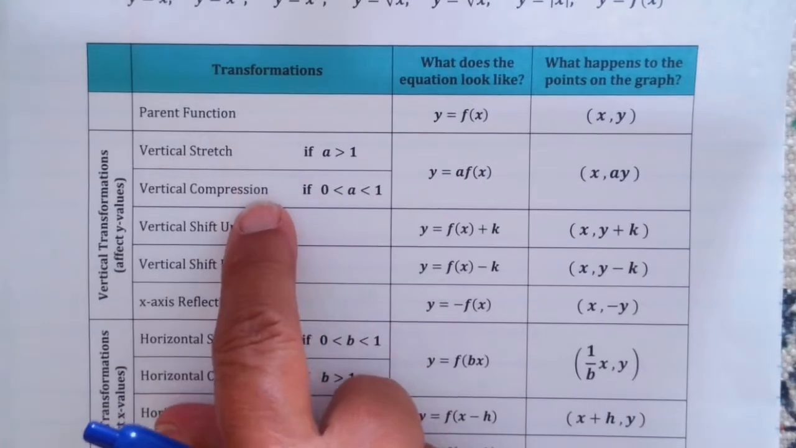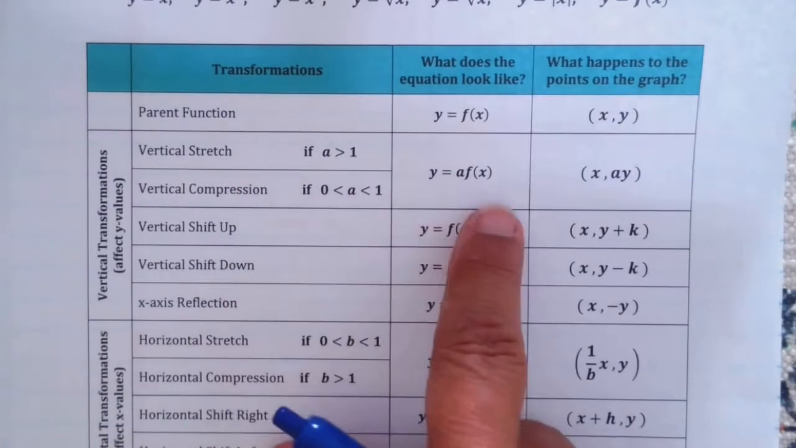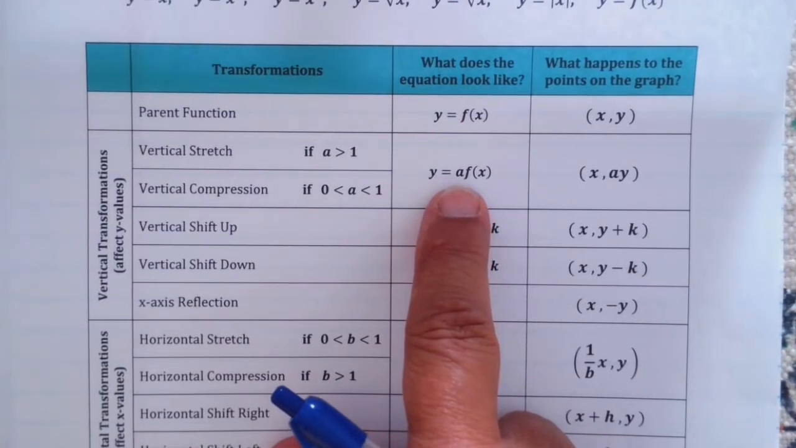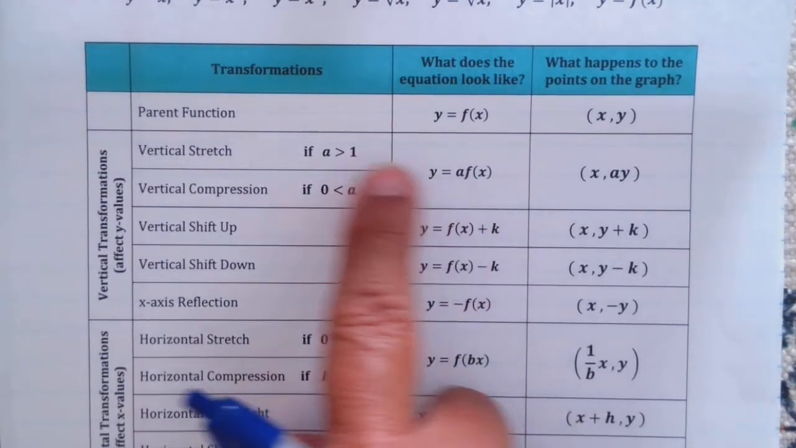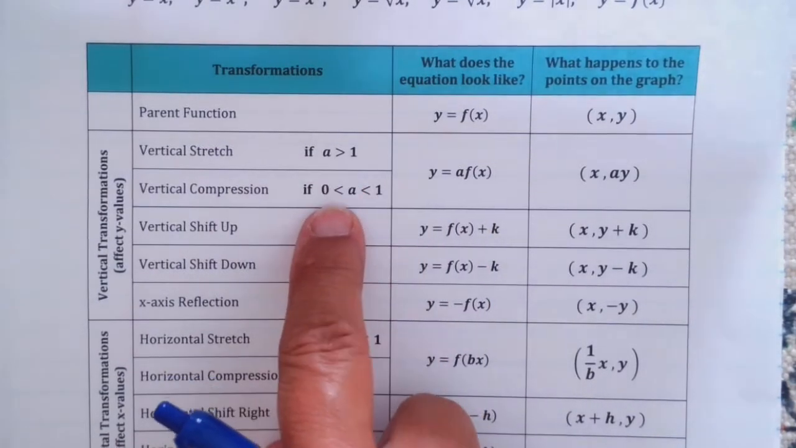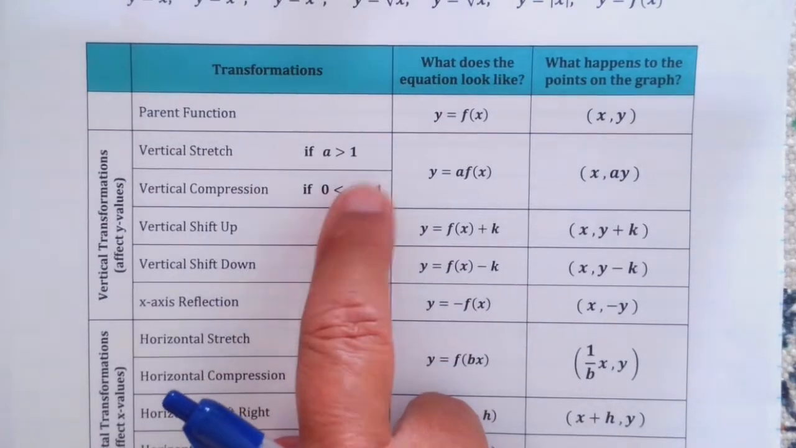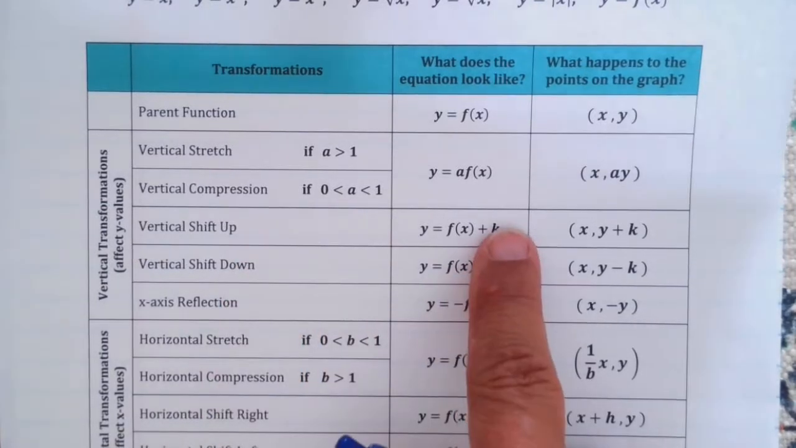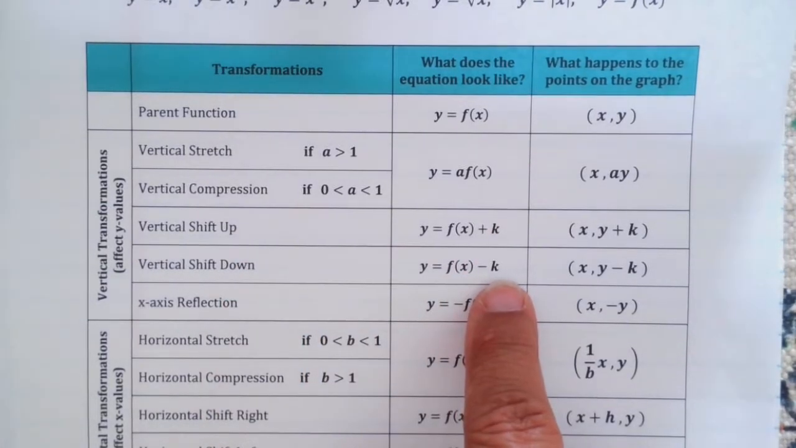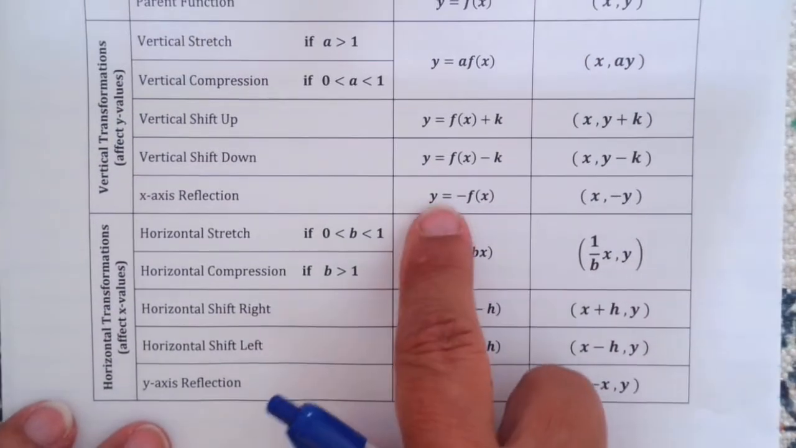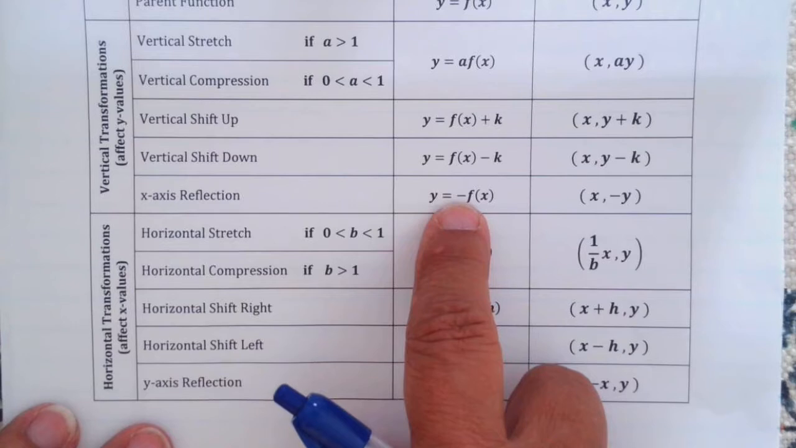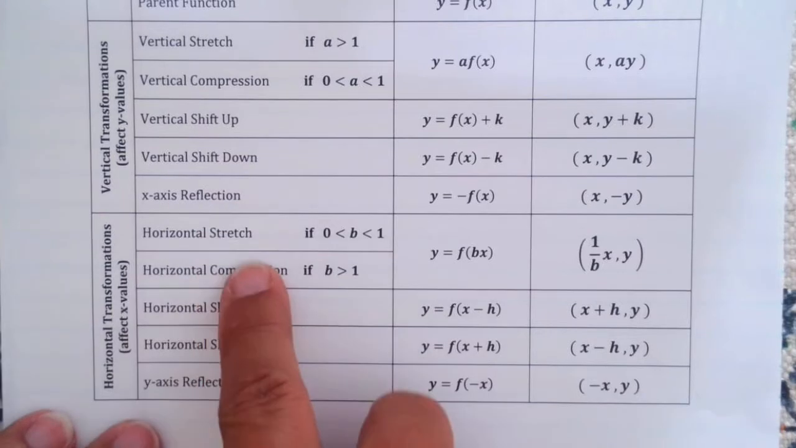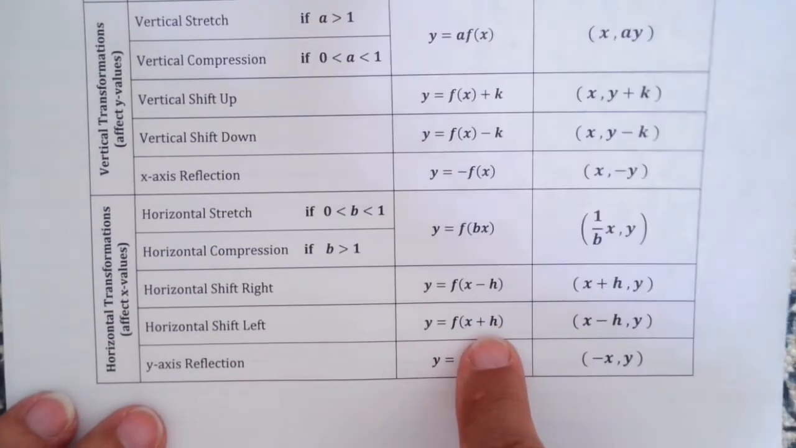The vertical stretches and compressions are for a. The number a is going to affect how much you stretch your graph vertically. When a is bigger than 1, it's going to stretch it, and if a is between 0 and 1, then it shrinks it down. The vertical shifts up and down are your k values. Then you're going to look at a reflection. If the a value, the number outside, happens to be negative, then it will also reflect over the x-axis.